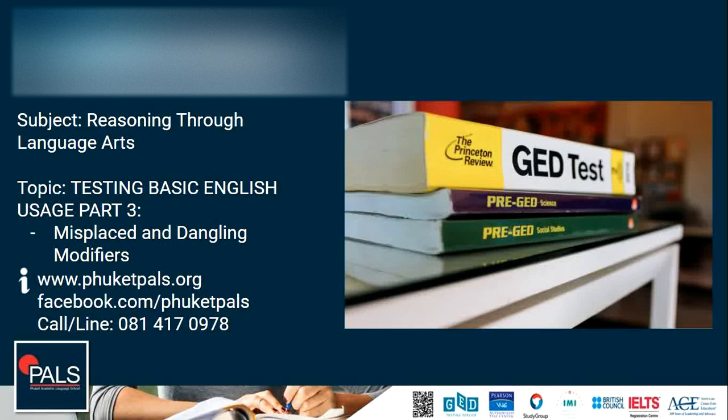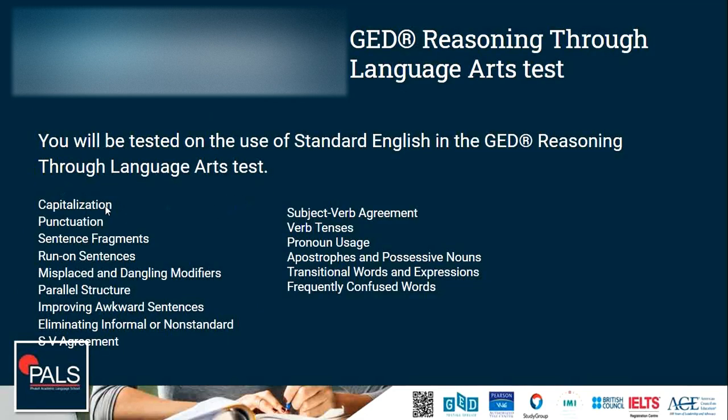And this is another lesson that is focused on reasoning through language arts. This is the third installment of this series, and the topic is focused on testing basic English usage. Specifically, now about misplaced and dangling modifiers. So we already finished capitalization, punctuation, sentence fragments, and run-on sentences. So today we'll focus on these two particular things.